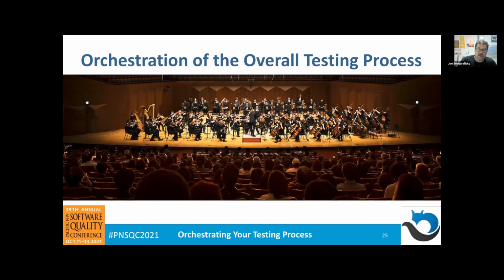It's like an orchestra. You need to understand what you want to have, and you need to be someone conducting it, because it won't happen by itself. It's not going to happen by chance.